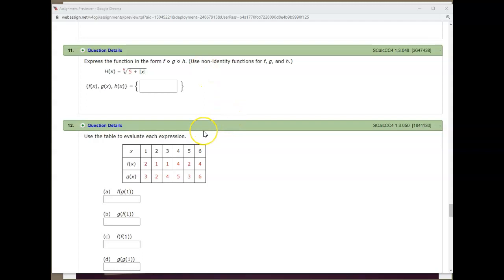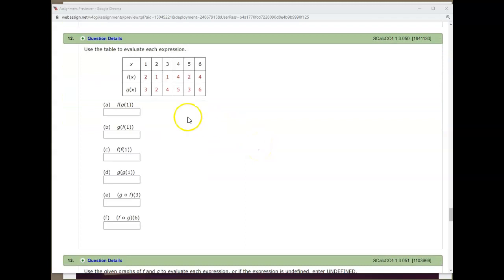So number 12, use the table to evaluate each expression. And on these expressions, they've got g of 1. Well, I need to find g of 1. That would be 3. And now I need f of 3. F of 3 would be 1. These are really easy. It's just a matter of getting your mind lined up. G of f of 3 down here, that means f of 3, which would be 1, and then g of 1, which would be 3. So just take your time on them. They're very simple, but it takes a little while to get your mind aligned.